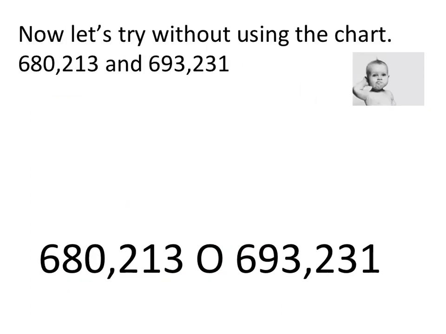Now let's try it without using the chart. I'm going to use that same strategy. I'm going to look at the greatest place value first. 600,000, 600,000. The same. 8 ten thousands, 9 ten thousands. So this number is larger. The number to the left is less than the number to the right. So I can say that 680,213 is less than 693,231.